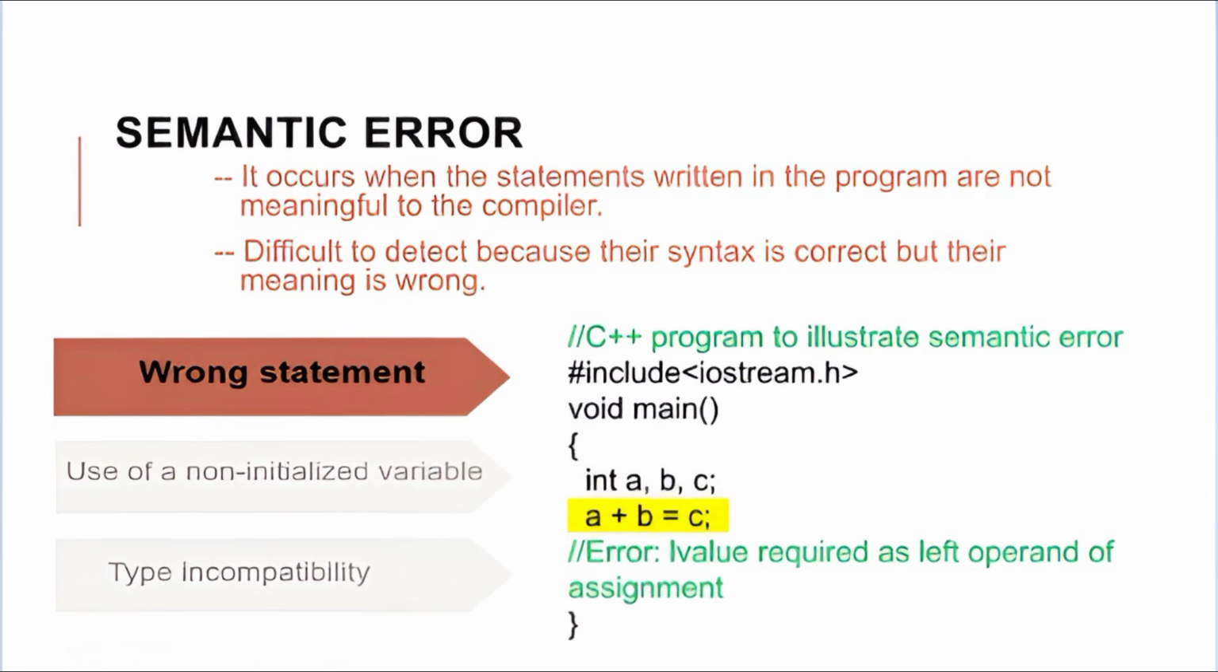Let's have some more examples of semantic error. It occurs when statements written in a program are not meaningful to the compiler. The compiler is not able to understand. It is difficult to detect because the syntax is correct but the meaning is wrong.